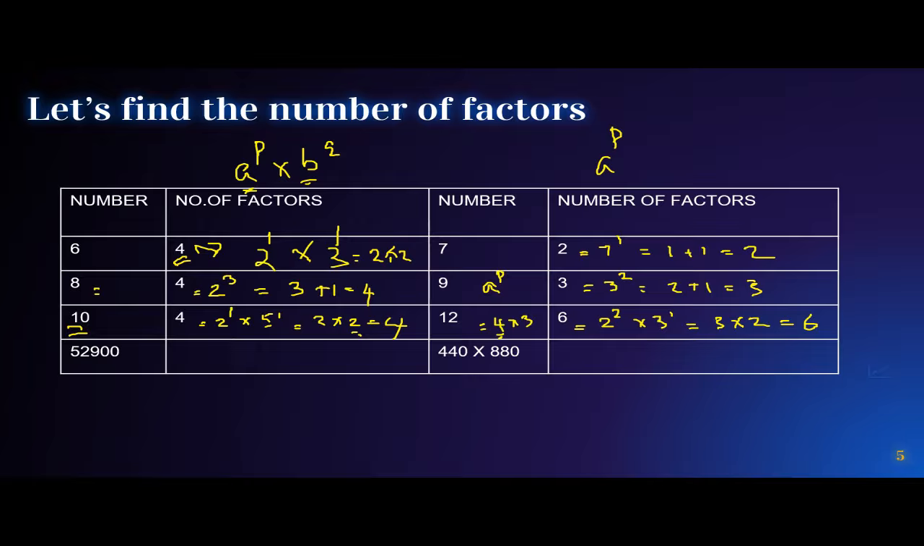Now let's come to a bigger number. I'm going to take a bigger number, which is 52,900. Another tip here is that the number of ending zeros of any number contributes to the number of 2's and the number of 5's.